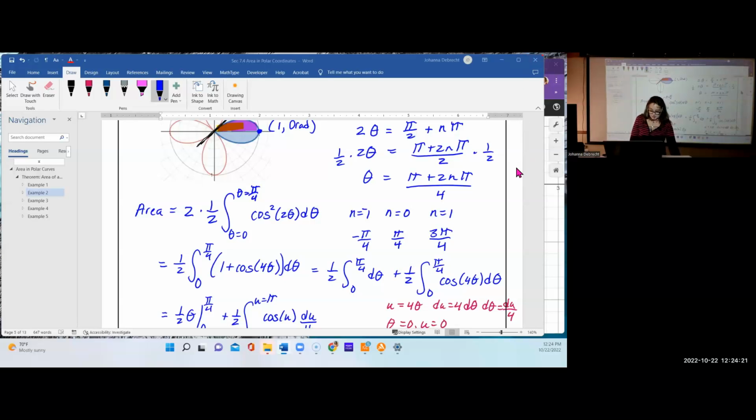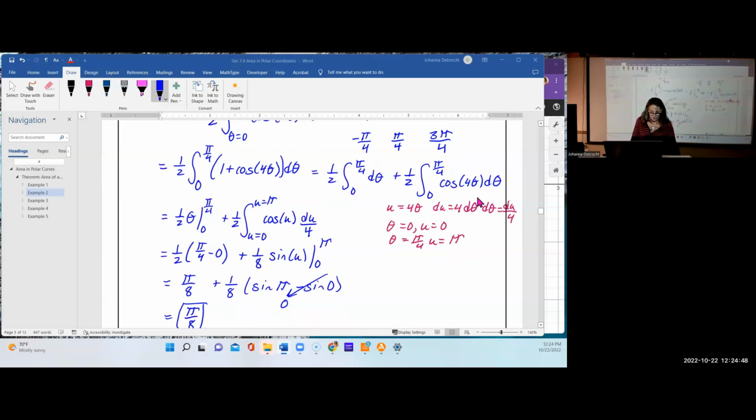Let's compare our results. So again, we got the formula. I took half of the area, the upper half of the petal, integrating from 0 to pi over 4. Then I doubled the area. I substituted out the formula for cosine squared, 1 plus cosine double 2 theta is 4 theta. Then I split it into 2 integrals over here. You can see I have 1/2 the integral of d theta and 1/2 the integral of cosine of 4 theta.